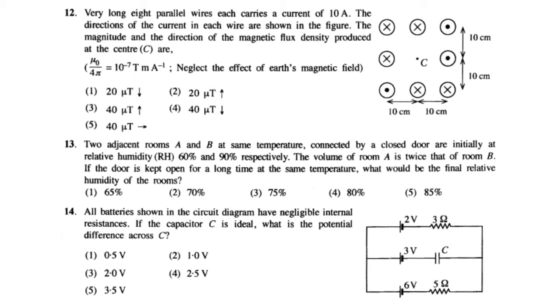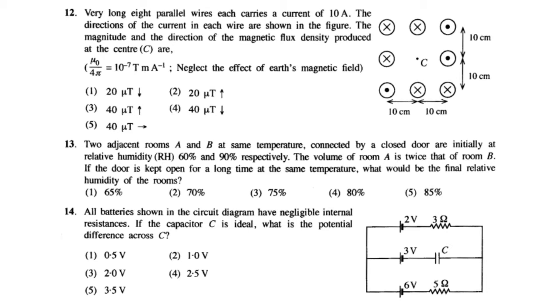Now we'll go for the question. It is given that the volume of room A is twice the volume of B, and we suppose the mass of water vapor present in A is M1 and the mass of water vapor present in B is M2.